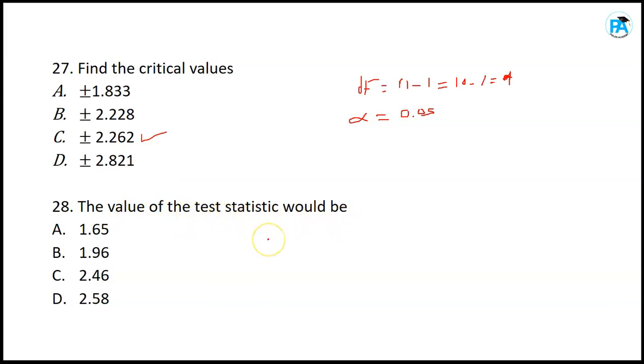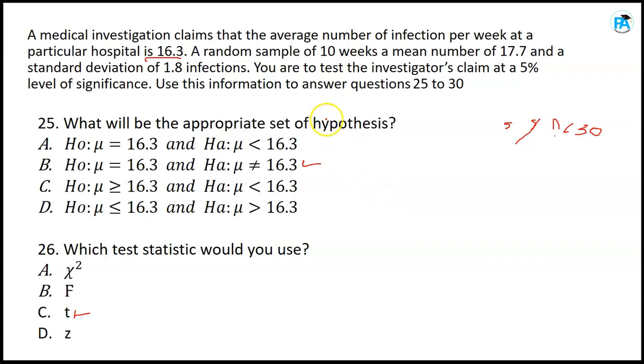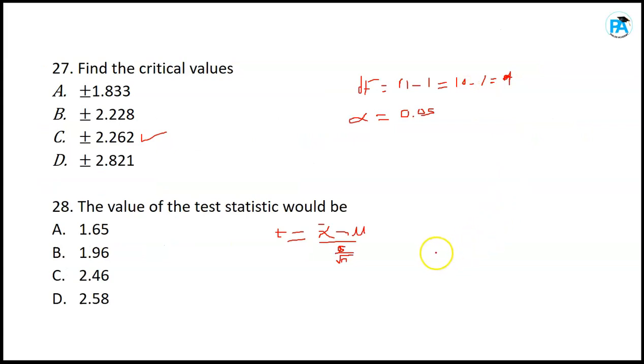Then the next question says, the value of the test statistic will be. Now, to find the value of the test statistic, the formula for T also looks like the formula for Z. Sample mean minus population mean over sample standard deviation divided by root N. That's how it is. So according to the question, what was our sample mean? They said a random sample of 10 will give a mean of 17.7. So our sample mean is 17.7.